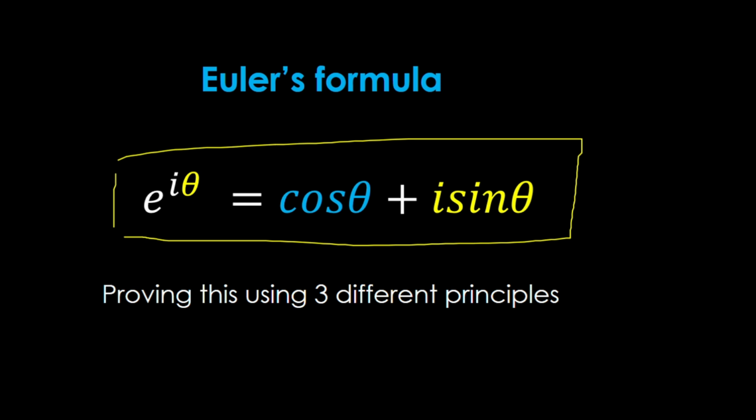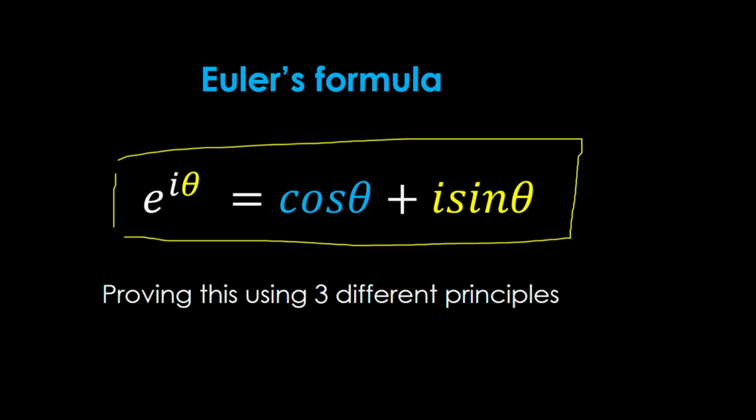We are going to be proving Euler's formula using 3 different principles. Let's start with the power series. To prove that this formula, e to the i theta equals cos theta plus i sin theta, is actually correct, you're not just going to go online, copy the formula and paste it here. You need to understand the basics of complex numbers, because someone asked me, he wants to understand this.